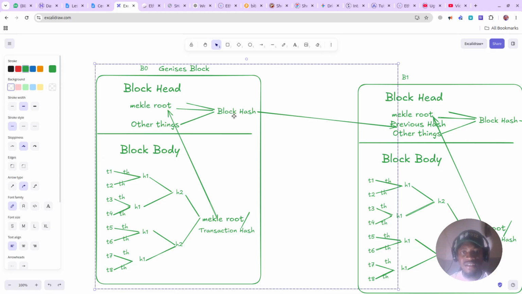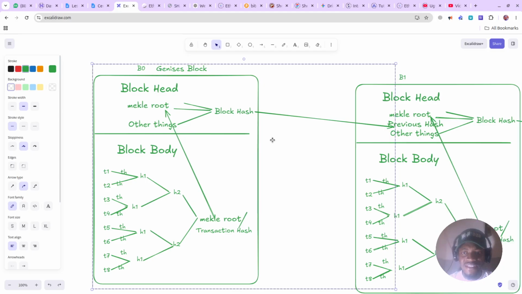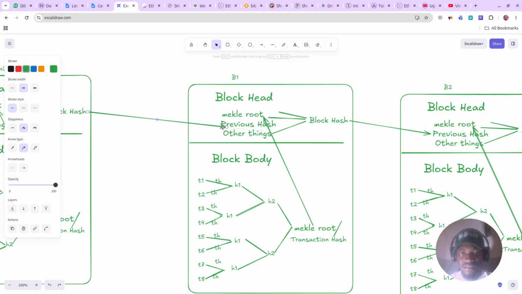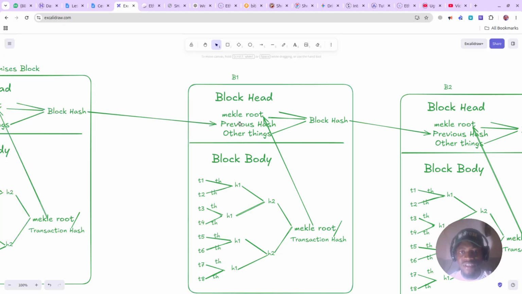So this block hash serves as the entire hash for this block, and it is passed on to the next block. So the next block takes in the previous block's hash, and that's what is known as previous hash, or some documentation call it parent hash, because this guy is the parent to this guy. So this guy will not exist if this guy was not here. So that's why it's called parent hash.